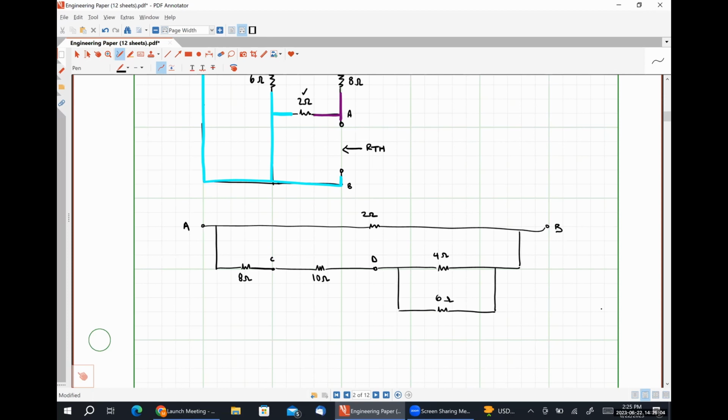So let me just do some simplification here. 4 in parallel with 6 is going to look like 4 times 6 over 4 plus 6. So that's going to be 24 over 10. So let's just call this a 2.4 ohm resistor. Now I have all of these in series. So 8 plus 10 plus 2.4 looks like 20.4 to me.